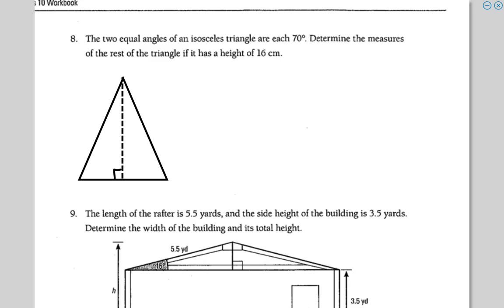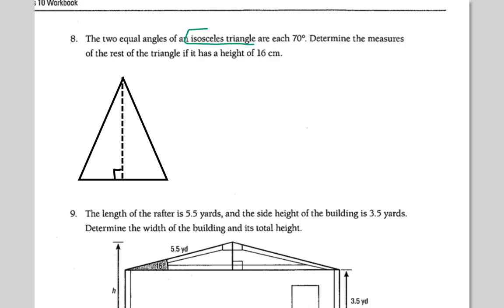Okay, number 8 says that two equal angles of an isosceles triangle are each 70 degrees. Determine the measures of the rest of the triangle if it has a height of 16. So notice that this triangle's already been drawn for you. I don't think it's in your book, so you'll need to copy that down.